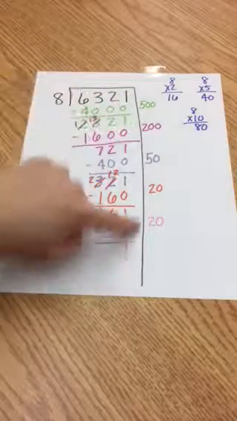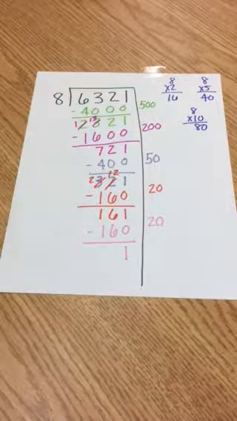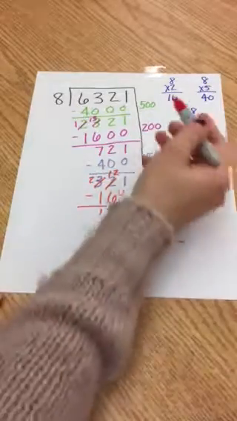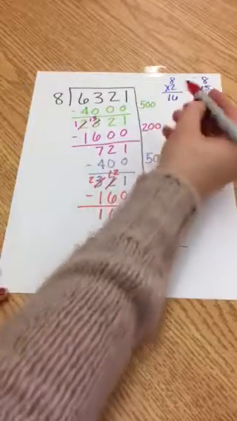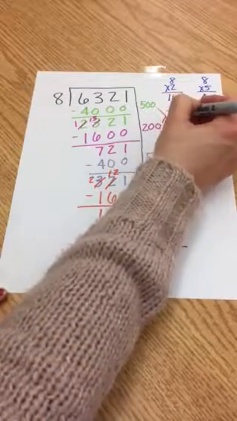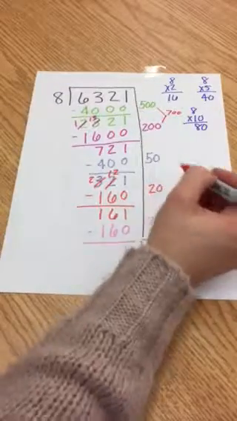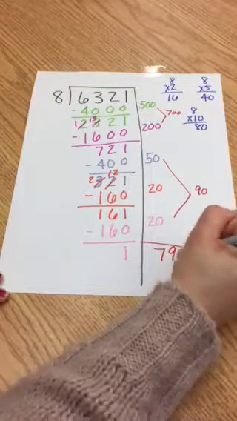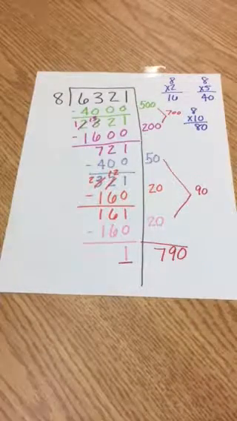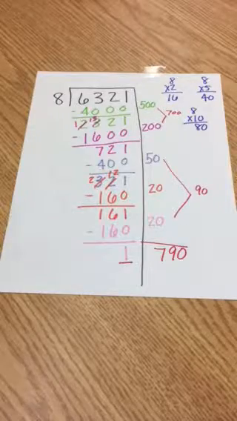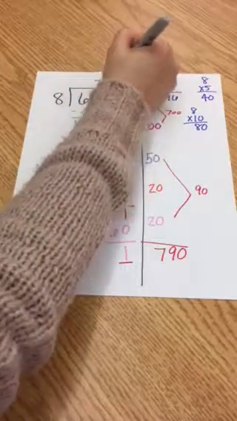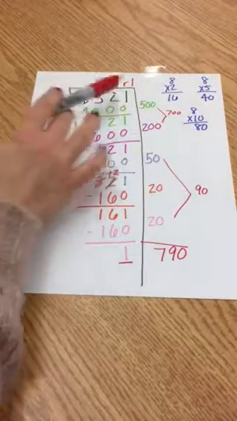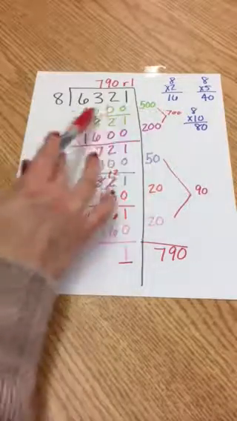So now I have all these numbers over here. What am I going to do with them? Well, I am going to take all those and I'm going to actually now add those up. So 500 plus 200 is 700. And then this is 90. So then my answer is 790. And I have my 1. So my full answer at the top would be 790, remainder 1.